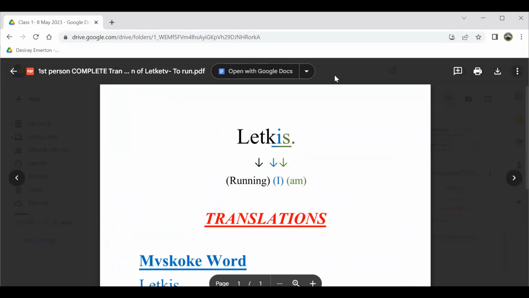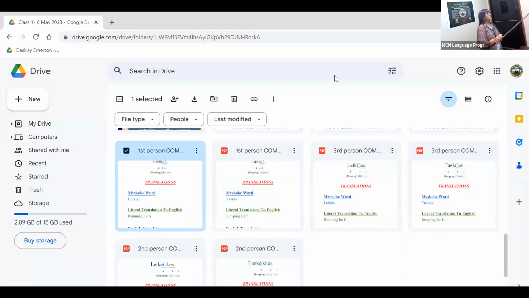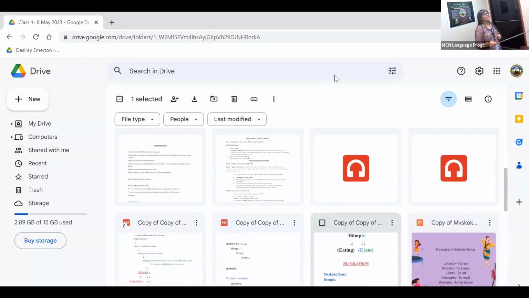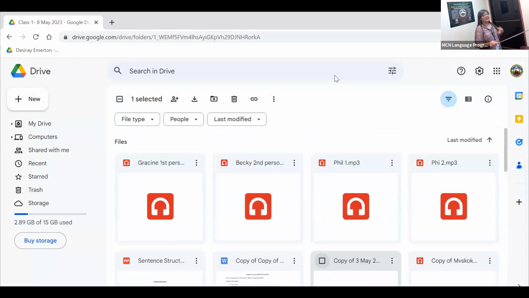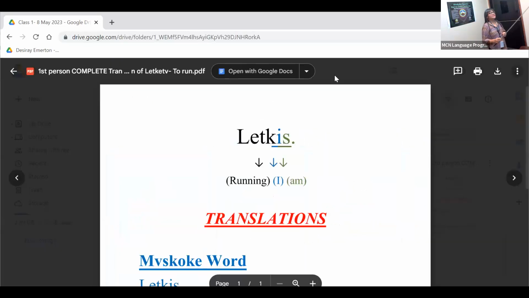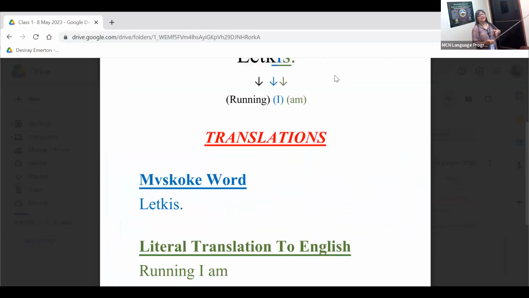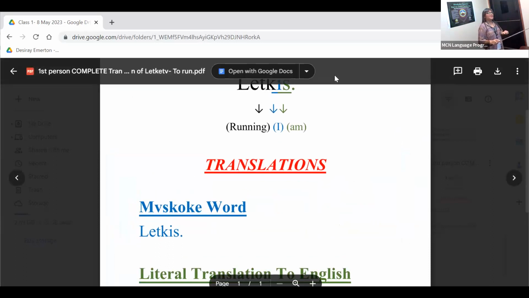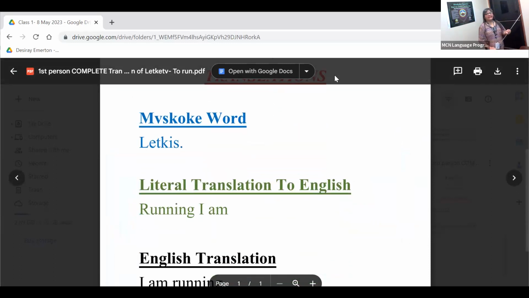Let's see if I got the wrong one I was going to show. Okay. All right, I did this right before we were getting ready to come on live and on Zoom, so it looks like some things are a little off. But let me go ahead and show you. Litkis. Running I am. Mvskoke word litkis, because this should have the long e on it. I was not able to put the long e on there. So litkis.